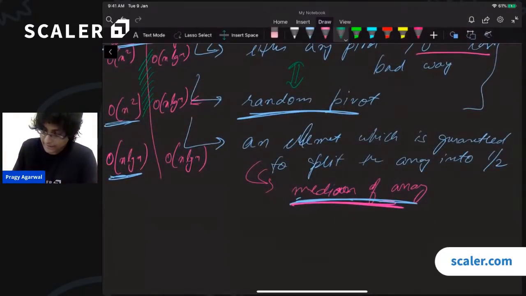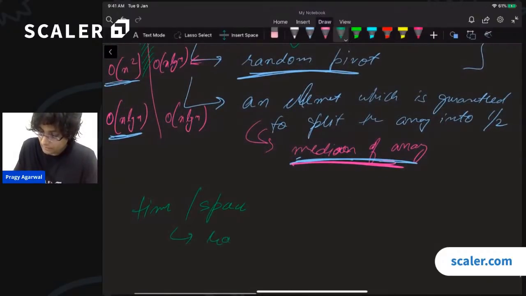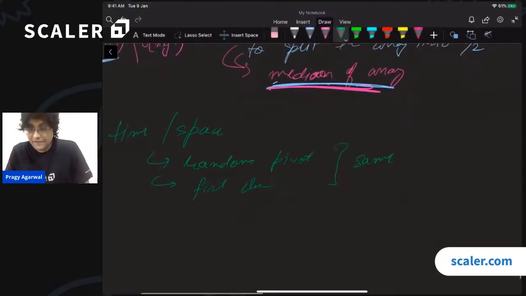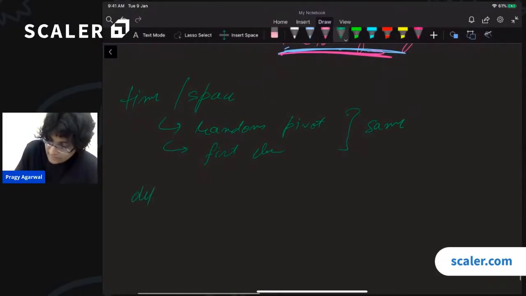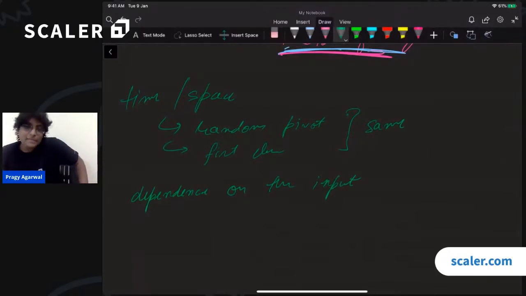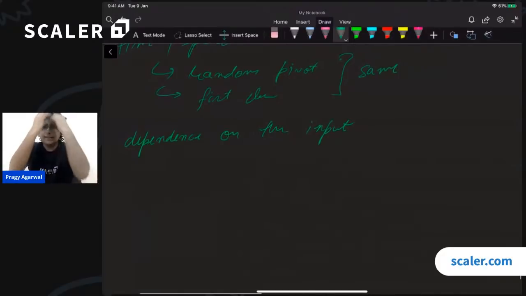Time or space complexity wise, choosing a random pivot or choosing the first element is exactly the same, right? The difference it creates is in dependence on the input. All right, so let me give you an example of why this is important.